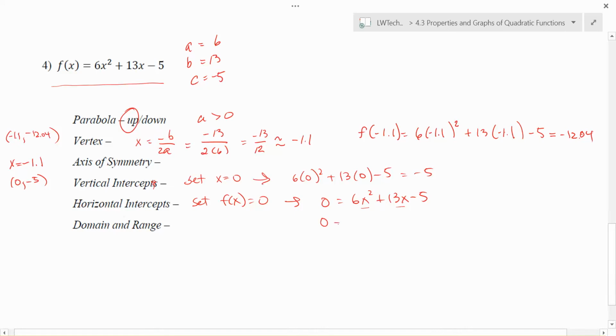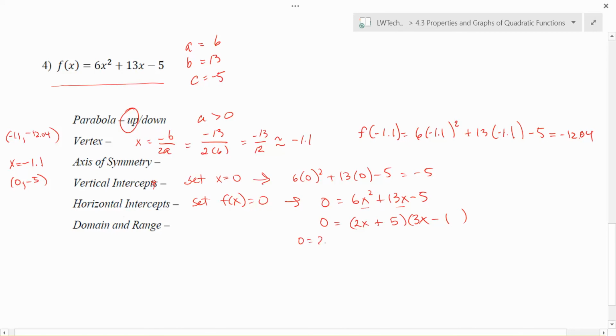This one actually does factor without too much trouble. In this case, we can get 6x squared by using 2x times 3x. And we need 5 times 1 as factors of 5, and we need one of them to be positive and one of them to be negative. So I think if we do it this way, 5 and 1, that'll get us 6x squared minus 2x plus 15x, which gives us a positive 13x, and then 5 times negative 1 gives me a negative 5. So that works out great.